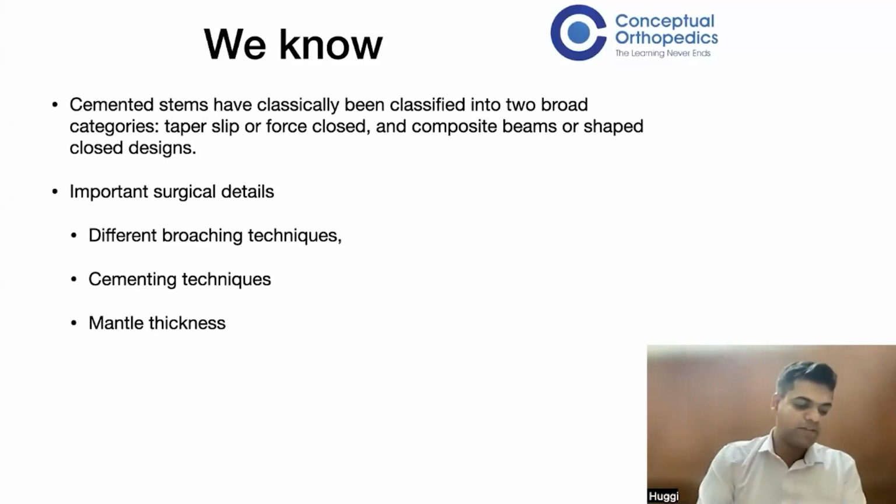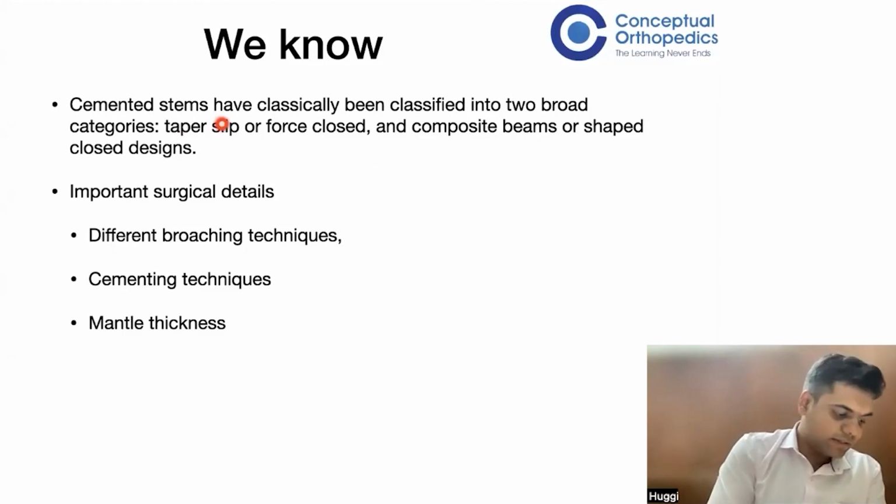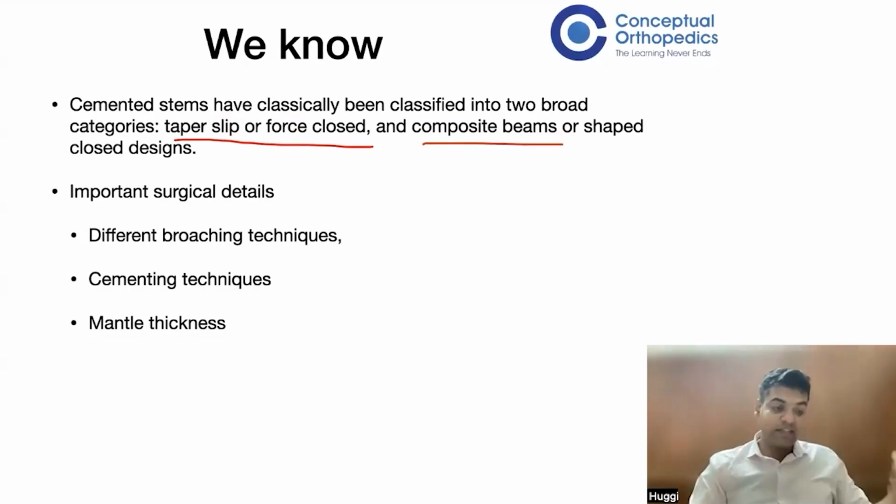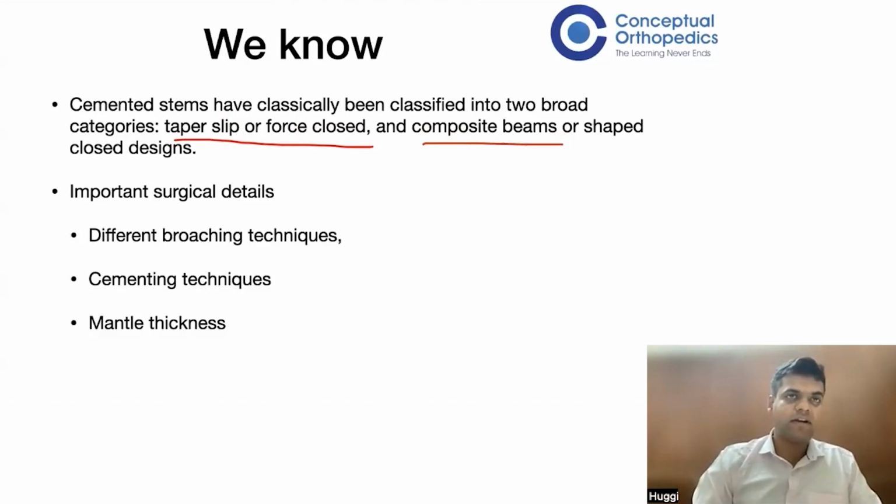There are two types of philosophies which is broadly classified. One is taper slip, the other one is composite beam, right? Yes, sir. Last class we talked about taper slip and composite beam. Okay. But there are many surgical importance which we have not described or discussed.